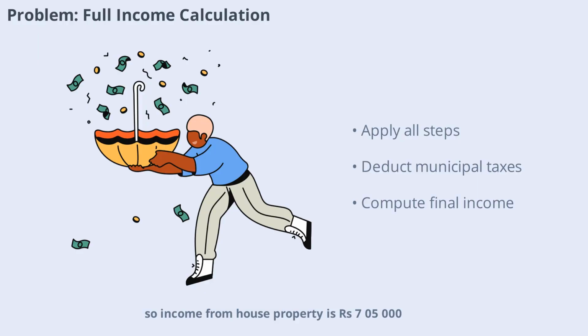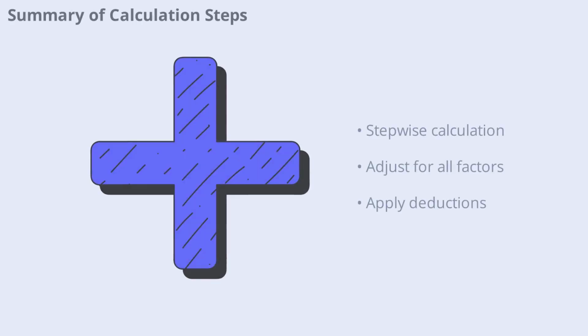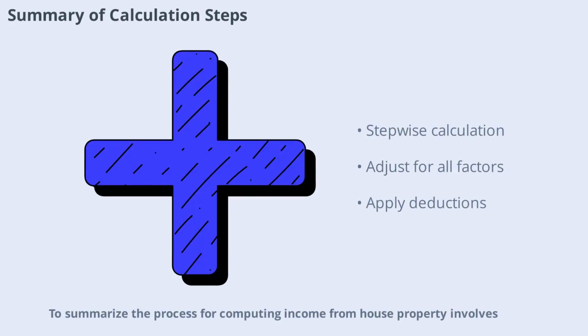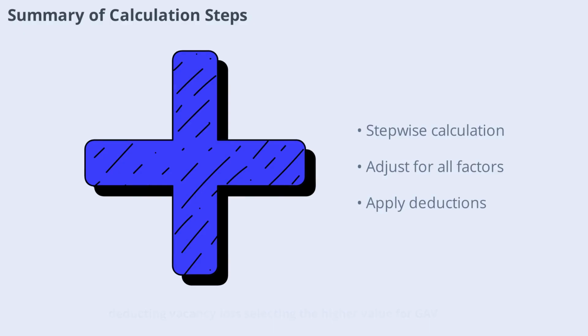645,000, so income from house property is Rs. 705,000. Summarizing, the process for computing income from house property involves determining the reasonable receivable rent, adjusting for unrealized rent, deducting vacancy loss, selecting the higher value for GAV, subtracting municipal taxes for NAV, and finally applying deductions under Section 24. This structured approach ensures that all relevant factors are considered and the taxable income is accurately computed.